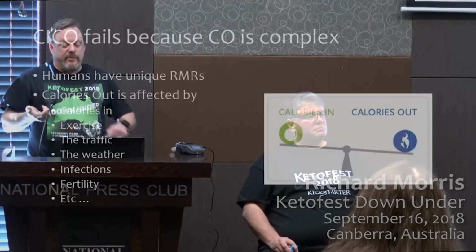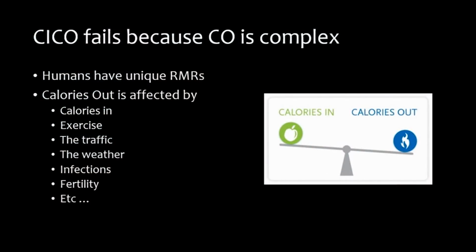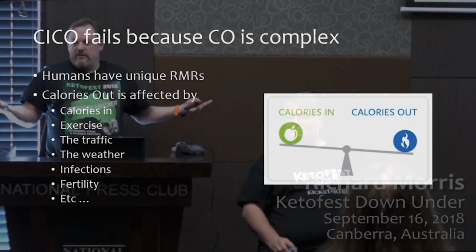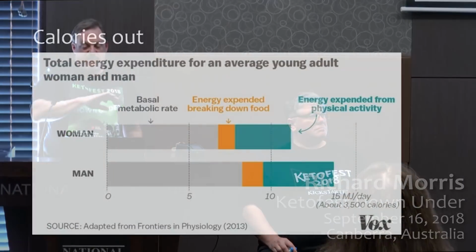Calories out is affected by calories in. The amount of calories that you're eating is going to affect the amount of energy that your body is burning at rest. The amount of exercise you're doing, the traffic, whether somebody cuts you off in traffic is going to affect your metabolic rate. The weather, what the temperature's like, whether you've got infections, your fertility status, all of these things are going to affect your metabolic rate. And so this is why it really has to be a unique measurement for each individual.